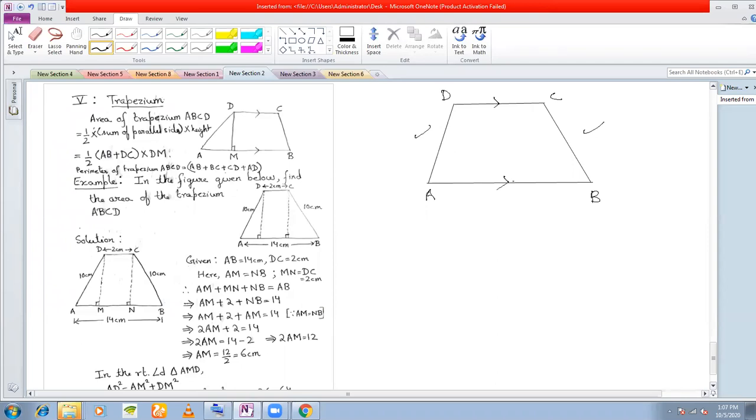I have discussed all this earlier also when I was doing quadrilaterals. This is called the height of the trapezium, a perpendicular drawn from a vertex to the opposite side. This is a height. In fact, this is also a height.